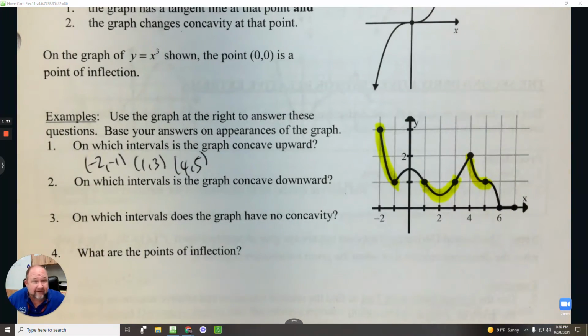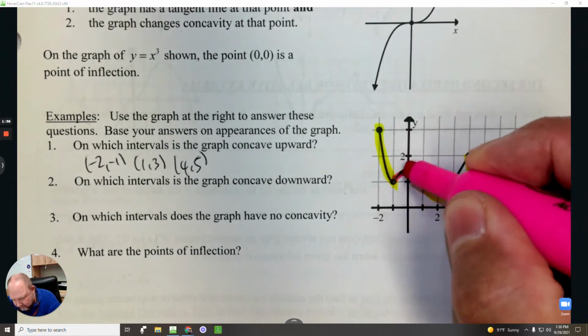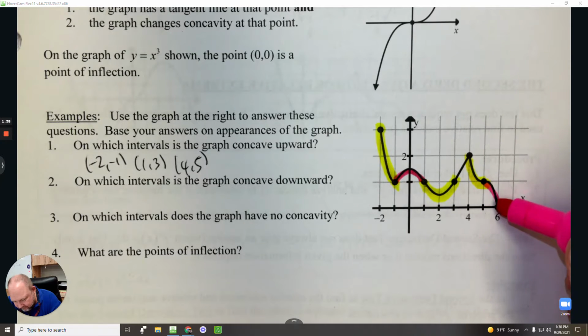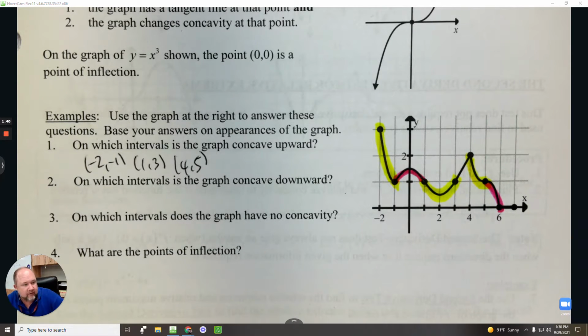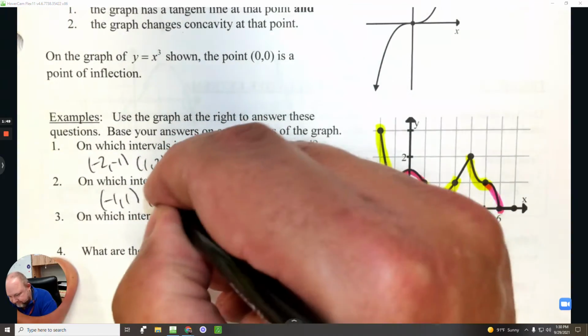Intervals of which it's concave down, I'm going to highlight that as well with a different color. This is concave down, and this is concave down. So intervals of concave down looks like a frown. That goes from -1 to 1, and it goes from 5 to 6.